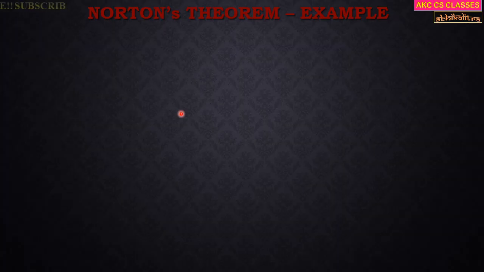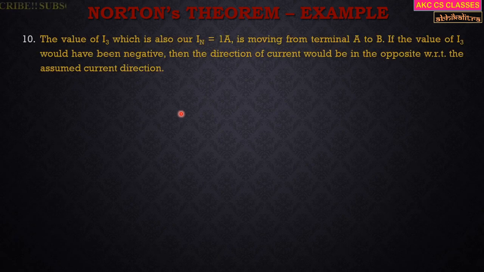So the value of IN is positive in nature, so that means the direction of current that we have assumed in the circuit diagram is also correct. If the value of IN would have been negative, then our assumed direction of current was wrong and we would have to reverse the current direction. So that is what it is said here. The value of I3, which is also our IN, equal to 1 ampere, is moving from terminal A to B. If the value of I3 would have been negative, then the direction of current would be opposite with respect to the assumed current direction.